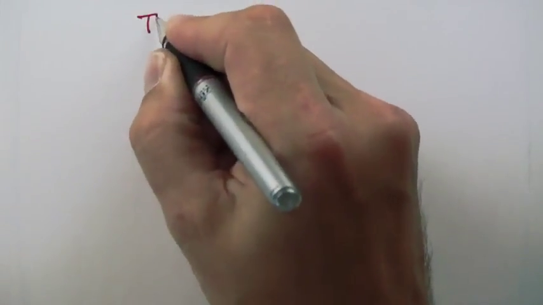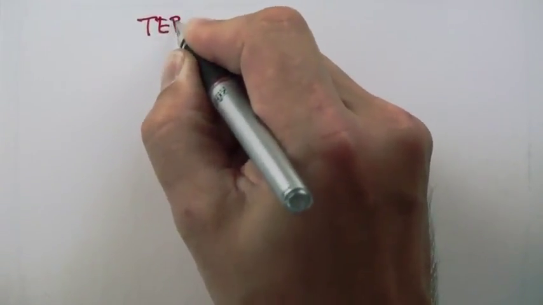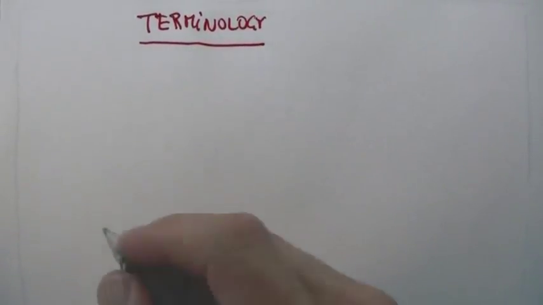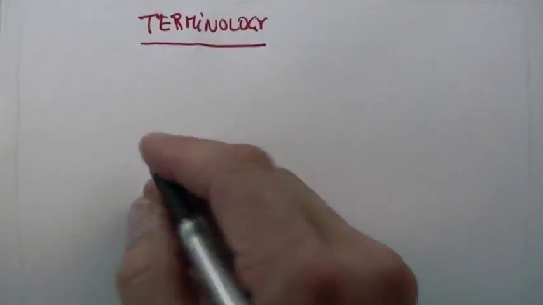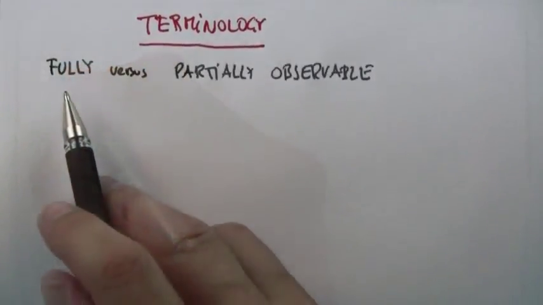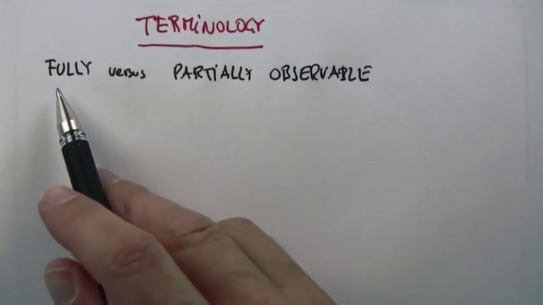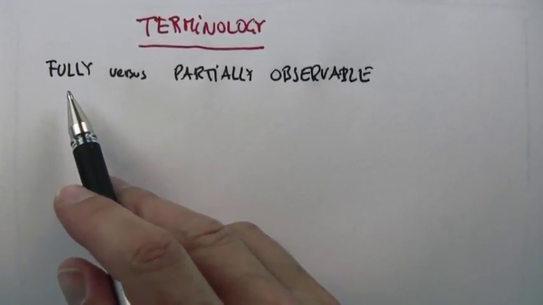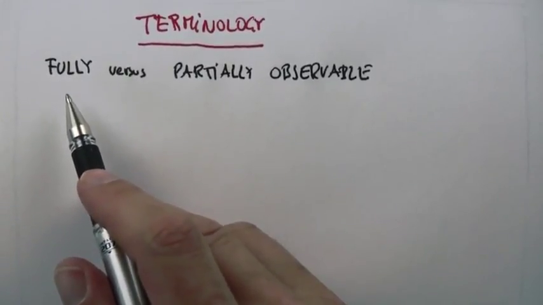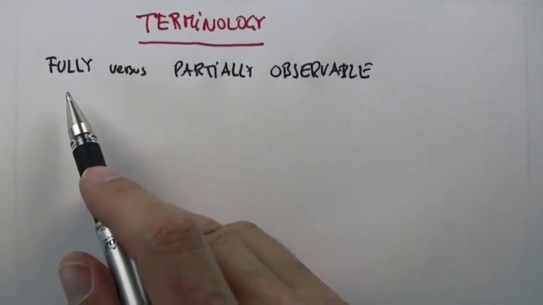It'll be good to introduce some basic terminology that is commonly used in artificial intelligence to distinguish different types of problems. The very first word I will teach you is fully versus partially observable. An environment is called fully observable if what your agent can sense at any point in time is completely sufficient to make the optimal decision.